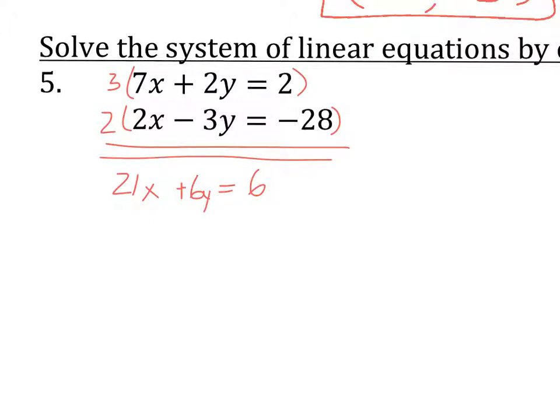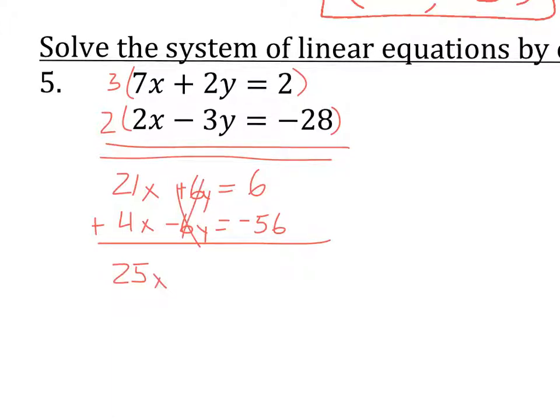Now my second equation, 2 times 2x is 4x. 2 times negative 3y is negative 6y. And 2 times negative 28 is negative, what would that be, 56? Yep. So now I have opposites and I'm ready to add down. Okay. So you can see through my process of multiplying both equations, I created things that could be eliminated. Okay, so now let's add down. So 21x, 4x makes 25x. 6y and negative 6y eliminate, which is what I wanted.